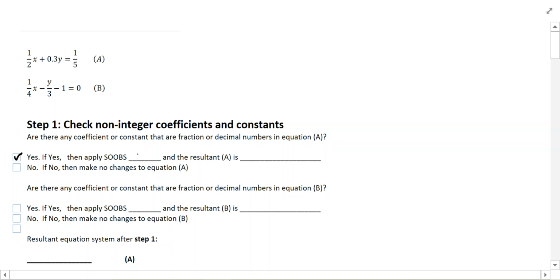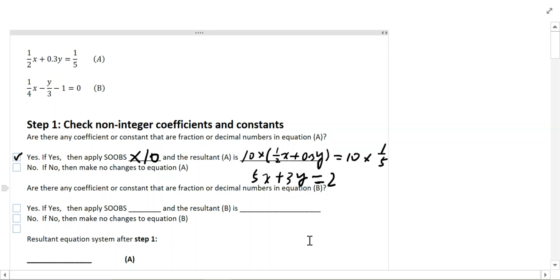So the single equation solve will be times 10, right? Both sides times 10. Then we will get 10 times half x plus 0.3y equals 10 times 1/5. So we basically get 5x plus 3y equals 2. Okay, so this is the resultant equation A.